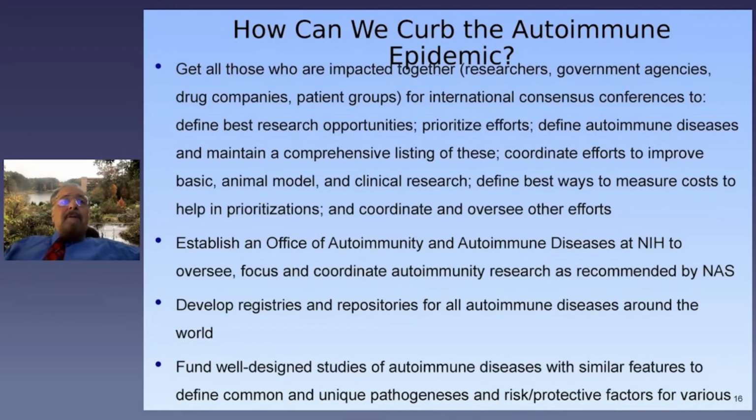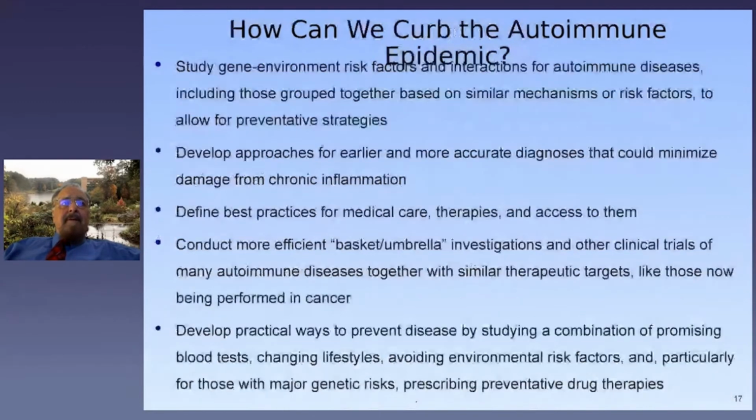We need to develop registries and repositories for autoimmune diseases around the world, because we can't really study something we can't measure, and we haven't been able to really measure these well. And we need to fund well-designed studies of these diseases, especially those that have several similar features or pathogeneses, so we can understand their risk and protective factors. As I mentioned, we need to understand those gene-environment interactions so we can actually group diseases together based on similar mechanisms or risk factors so we can develop preventative strategies.